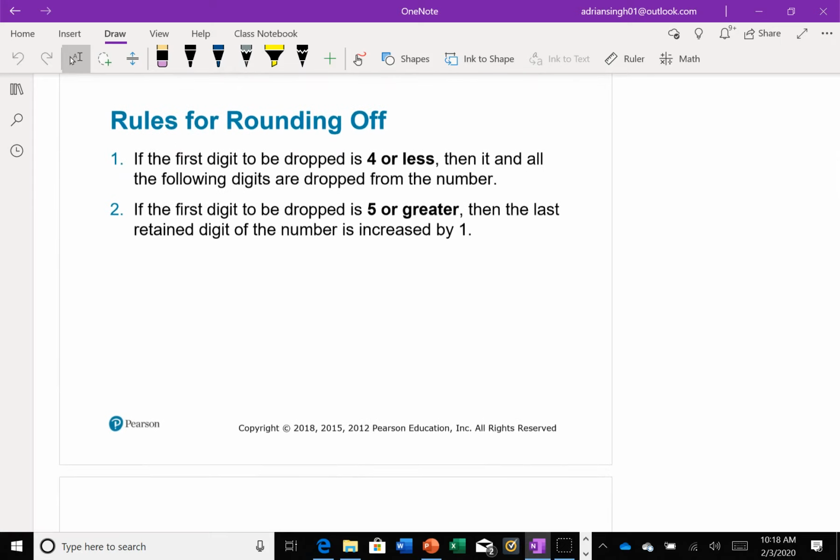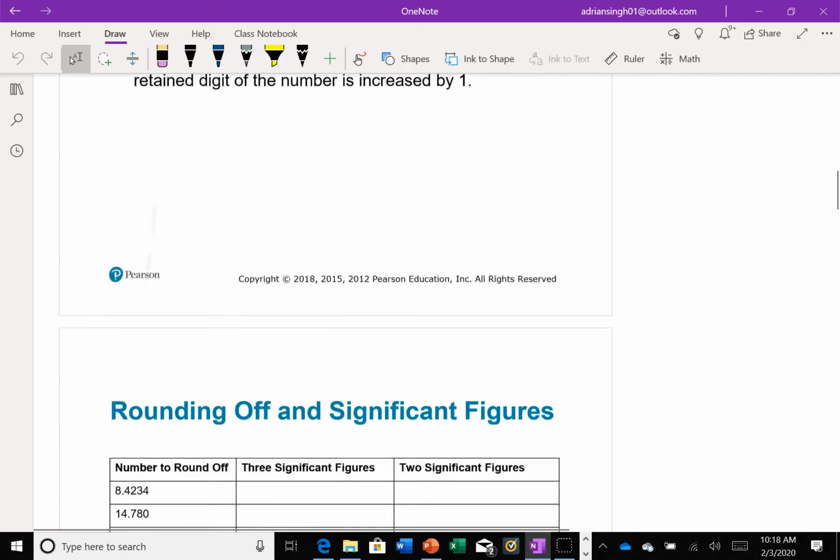So if we're going to round and the first digit that we're going to drop is 4 or less, then that digit and all the following ones are going to be dropped from the number. If that first digit to be dropped is 5 or more, then that last digit that we're going to keep, we're going to increase by 1. All right, that's a lot of words, maybe a little confusing. Let's actually take a look at some examples of how we round.